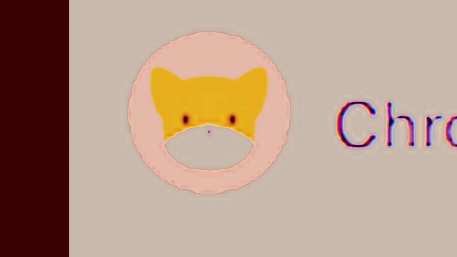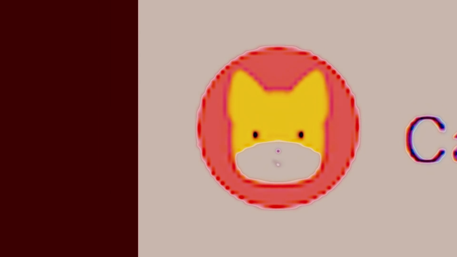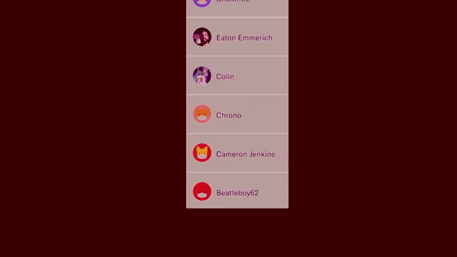Catron is a fox. Input command is a dog or fox, I don't know. Ghostfire is a fox. Eton Emerage is a normal person over here. Colin is Celestia. Chrono is a fox. Cameron Jenkins is a fox too, and Beetleboy is a fox. God damn it, why are there so many foxes over here?